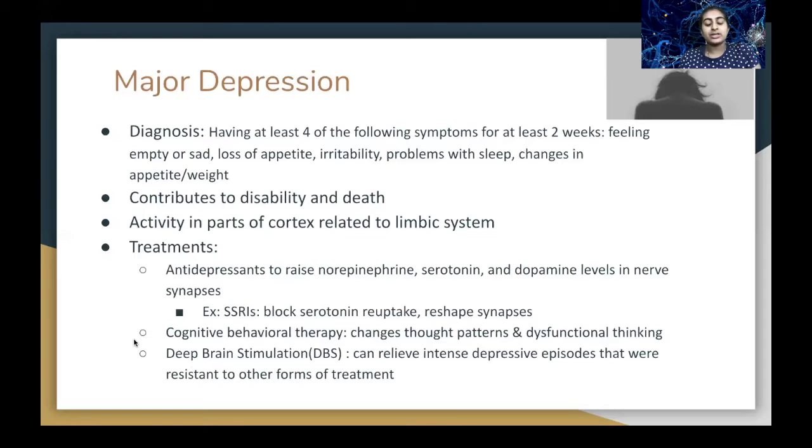So this basically is you sit down with a therapist, and there are specific changes in your thought patterns, and you get rid of dysfunctional thinking to help you get over that major depression. There's also deep brain stimulation. It can relieve intense depressive episodes that were resistant to other forms of treatment. So it's usually used as a last resort.